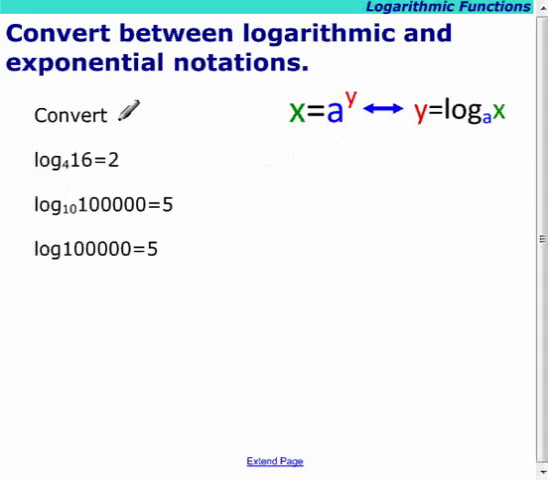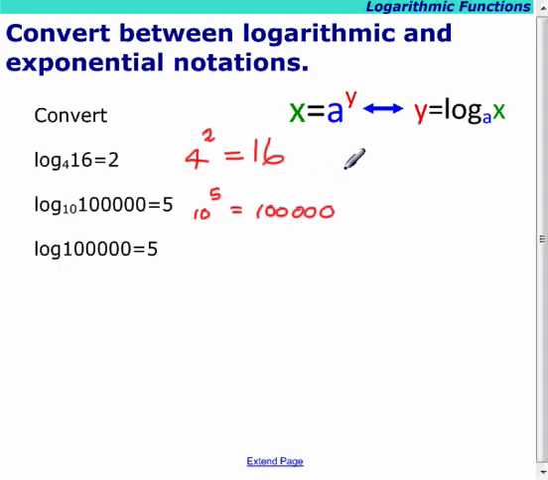Let's try going the other way. Here we have logarithms, and we'll convert them to exponential notation. Focus on the base. Here's 4. The exponent up here, the value of a logarithm, is always equal to an exponent, so this must be a 2, is equal to the other number, the value 16. Do this one: base is 10, the exponent is 5, is equal to 100,000. Okay, so practice that, going from exponential to logarithmic and back.